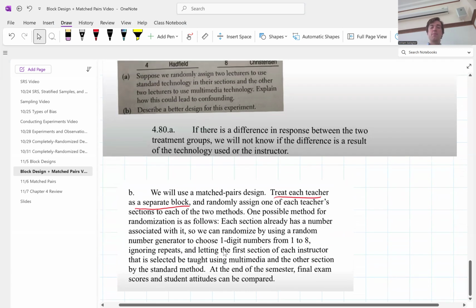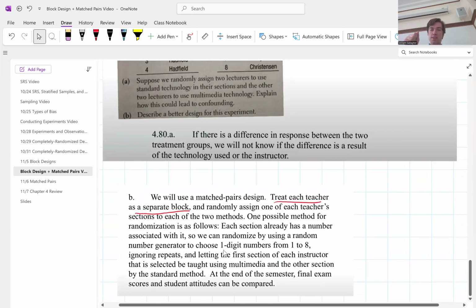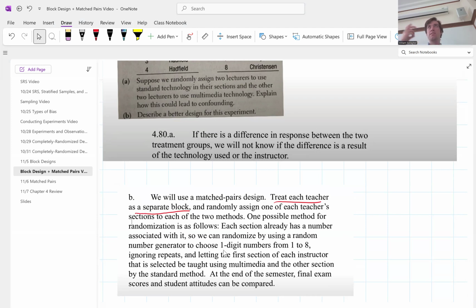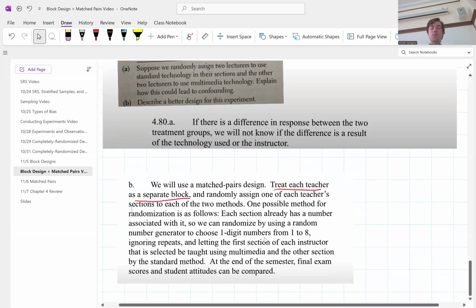One last thing I want to say is that a matched pairs design is a block design. The blocks in this case are the pairs. So again, you would have 4 blocks in this case because there's 8 total sections and 4 professors. Again, we did treat each teacher as a separate block and we made sure they got both of the treatments.